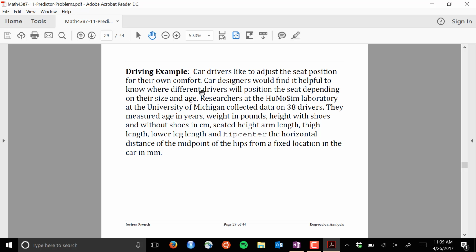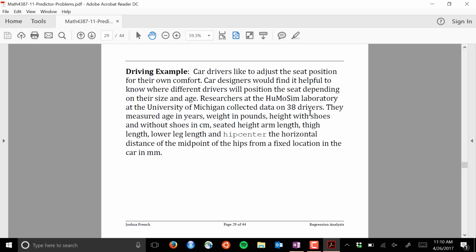So let's do a quick example to better understand how we would identify collinearity. We have this driving data set where essentially we're looking at the relationship between characteristics of a person's body type. For example, how tall they are, how long their legs are, how long their arms are, and where they like to adjust their seat when they get into a car. The idea is that car researchers want to figure out how to design cars so that people are comfortable when they're sitting. And this data was collected by the University of Michigan.